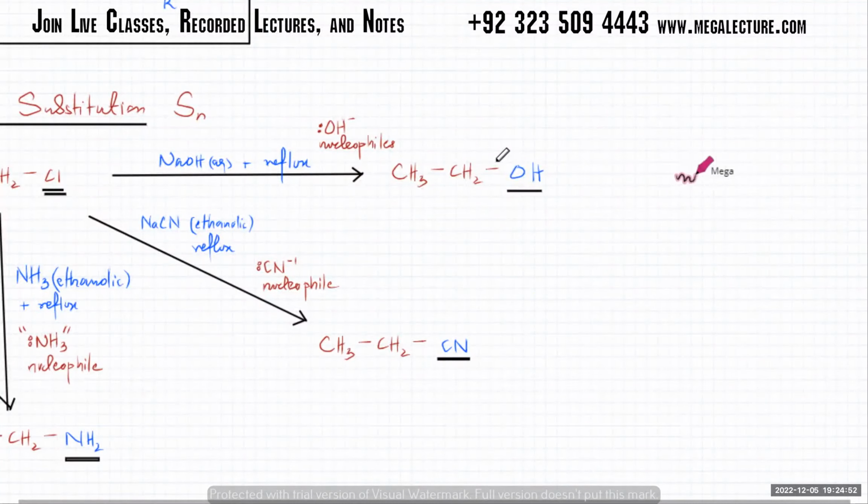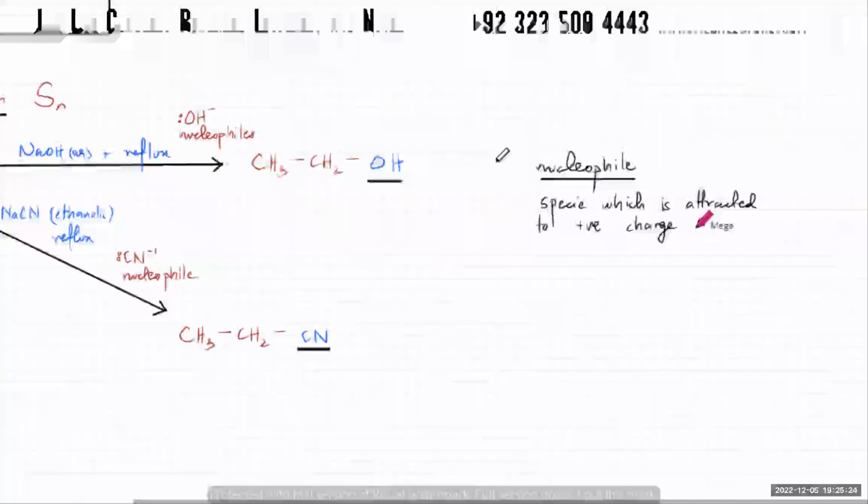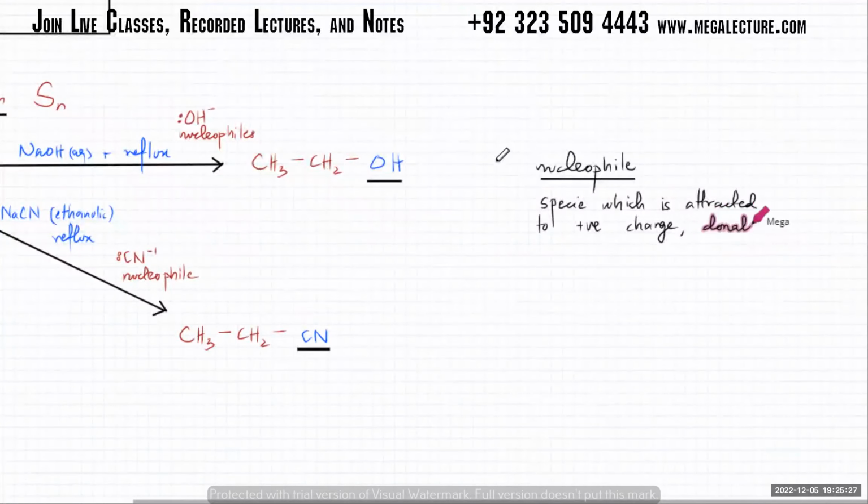Let's write it down here, though we already did this. A nucleophile is a species that is attracted to positive charge, and what it can do is donate a pair of electrons.